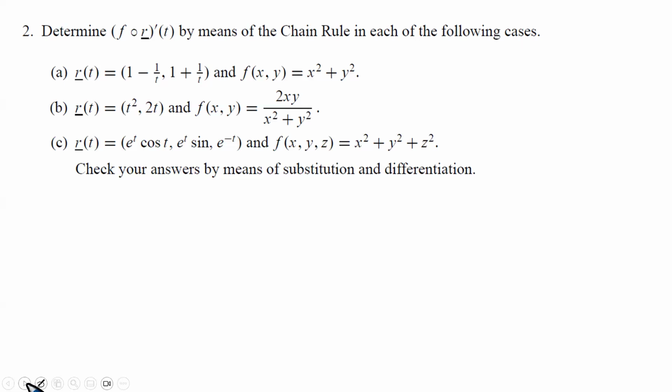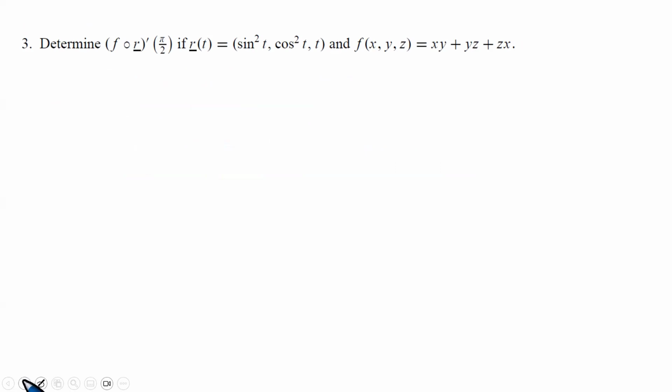We actually have to practice. Now, number 3 is a function of 3 variables, f is a function of x, y, and z, and is given as the sum of the terms there. I want us to be in a position to solve this problem in number 3. If you need to determine the derivative of the composite function of f and r, r prime at pi over 2, we need to remember a couple of things. First, we are practicing so that you can do this in the exam as it must be done.